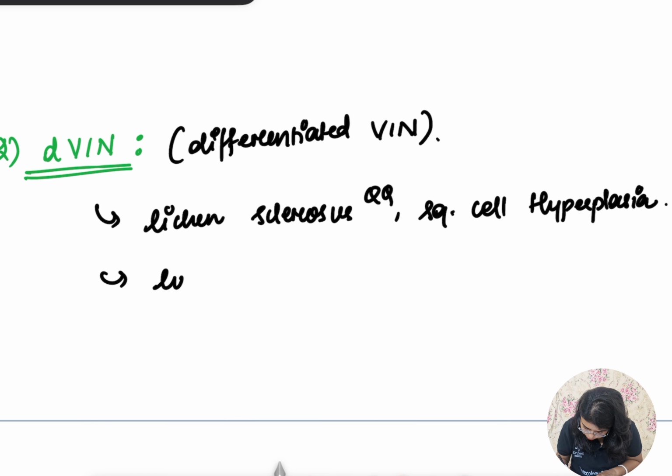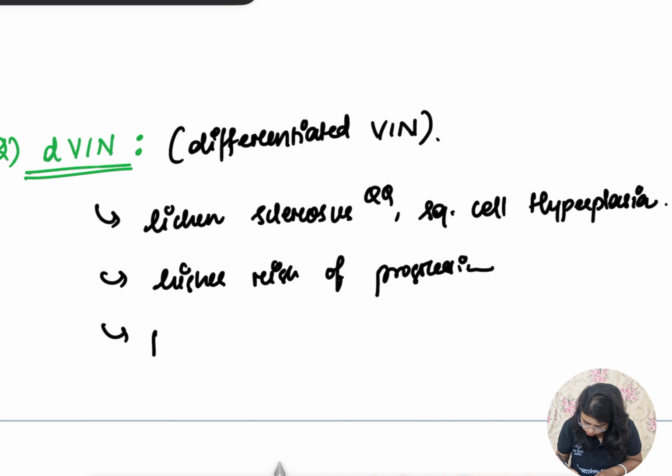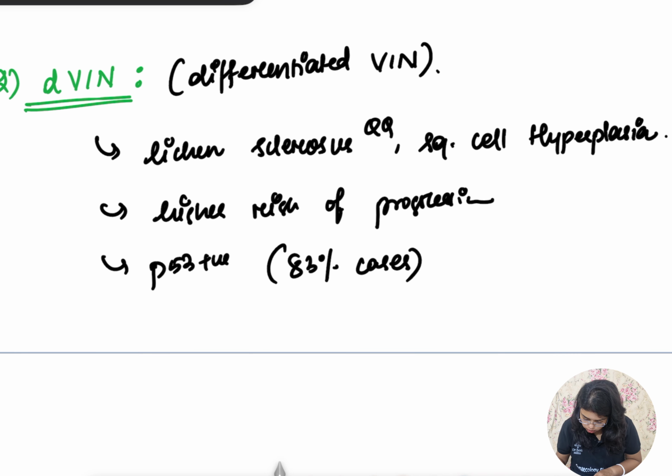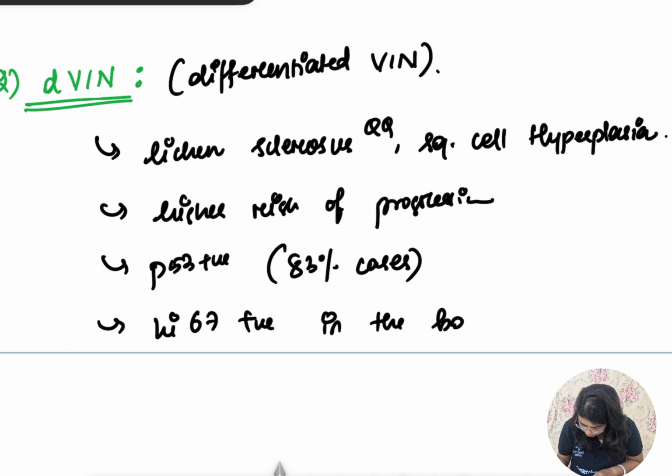and it has a higher risk of progression to malignancy, and it is P53 positive. In 83% of cases it is P53 positive, that is, most of the cases are P53 positive, and also Ki67 positive in the basal layer as well as the basal layer plus parabasal layer.